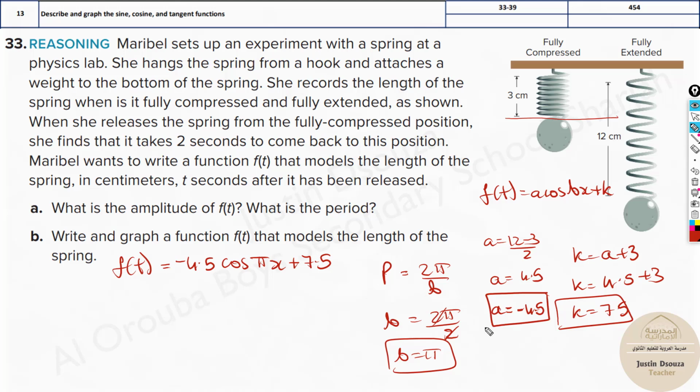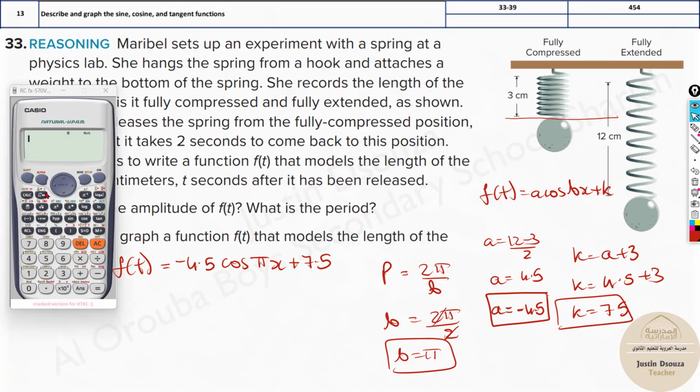But if they ask you about the graph, how do you graph it? I would personally suggest you do the table method. When you use the table method, you need to be careful with the period. Sometimes students get confused, they write it as pi or something and then it will be a problem. I will tell you exactly how to do it. You need to press mode 7. Let's write this function.